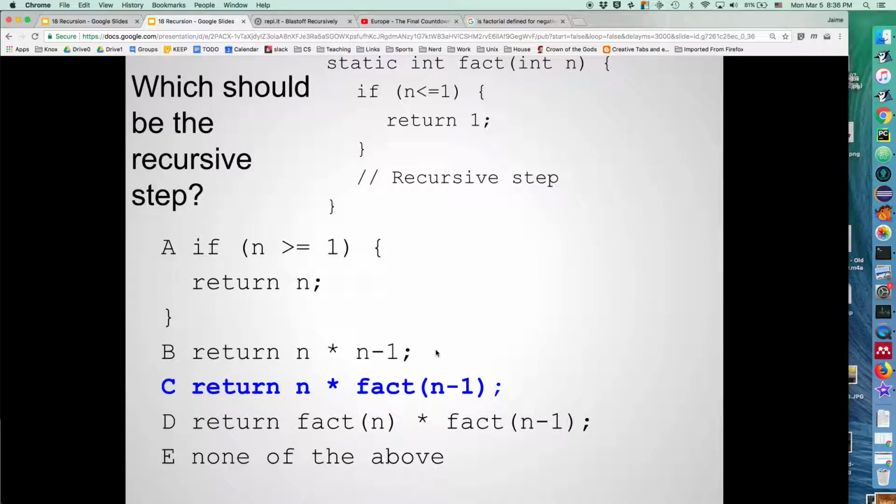This one also can't be the recursive step for the same reason. This is just saying that 5 factorial would be 5 times 4. Okay, that's part of it, but it's 5 times 4 times 3 times 2 times 1. We need some other stuff in here to make the rest of that happen. This is not going to work either.